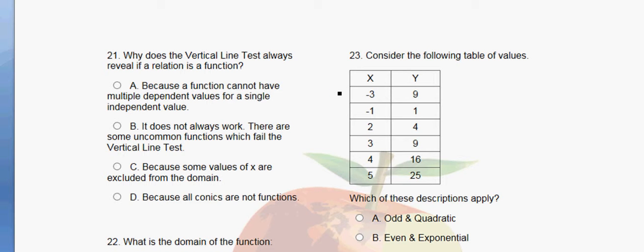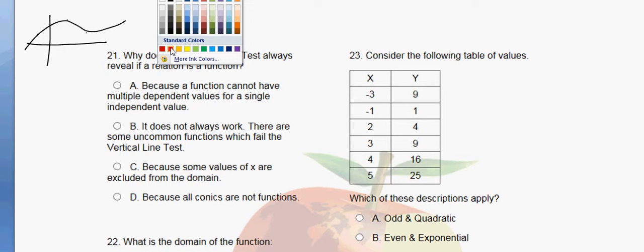Number 21 asks us, why does the vertical line test always reveal if a relation is a function? So remember, the vertical line test says you take whatever your curve is, or not even a curve, right? It could be a set of points, or it could be a curve, it could be anything, whatever your relation is. And it asks you to think about at any given, in fact, let me change the color for a second. I'm already inking. Let's change the color to red.